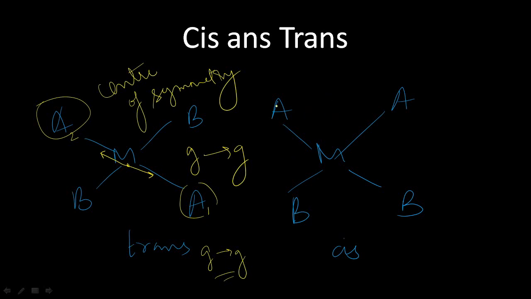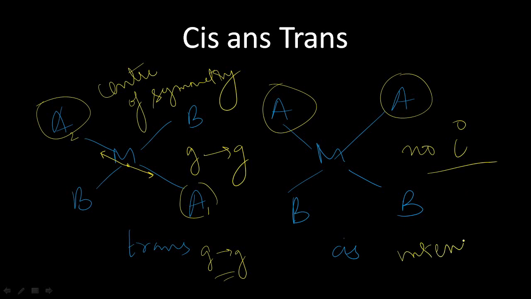But in case of cis, there is no inversion. That means there is no center of symmetry. This is unsymmetrical. So that's why these are more intense. These complexes are of the type MA2B2, in which cis is intense.